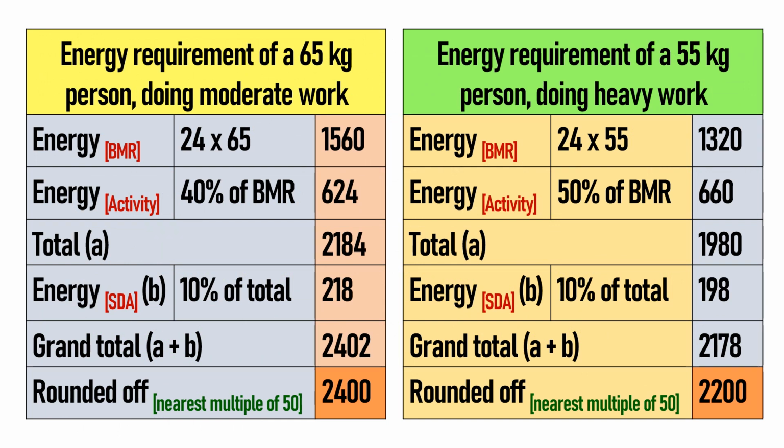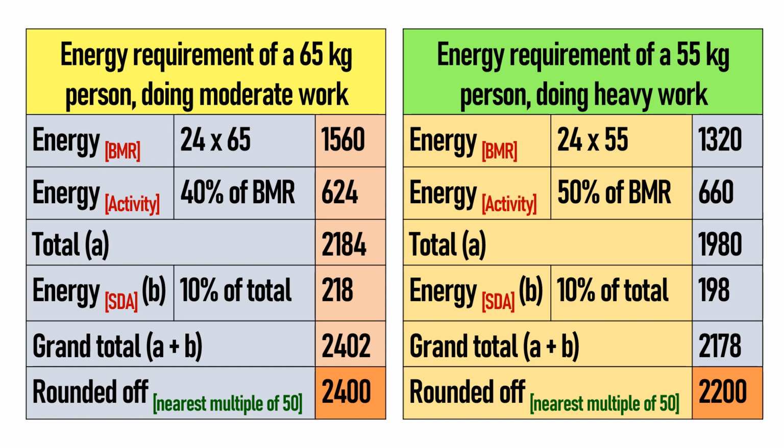Here, we have provided illustrations to make things easy for you. By using the formula as described previously, the energy requirement of a person weighing 65 kilograms, doing moderate work, has been calculated. Similarly, the energy requirement of a person weighing 55 kilograms, doing heavy work, has also been calculated. Please pause here and try to figure out these calculations. Once you understand, you too can perform these calculations with ease. Notice how the BMR has been calculated. Also note how the calorie requirement for specific dynamic action has been taken into account as a certain percentage of overall calorie requirement.